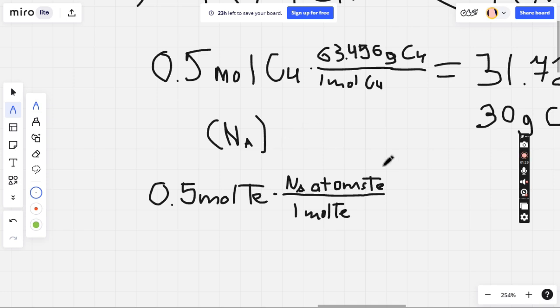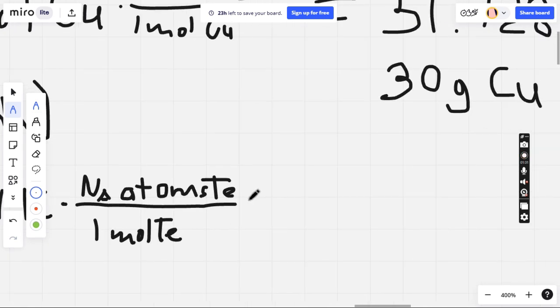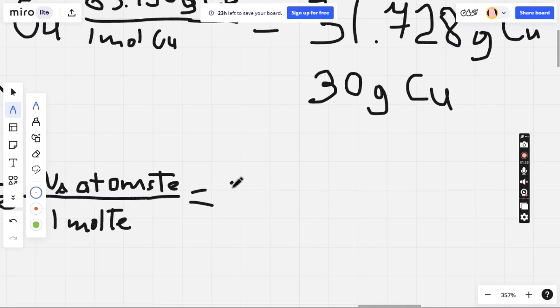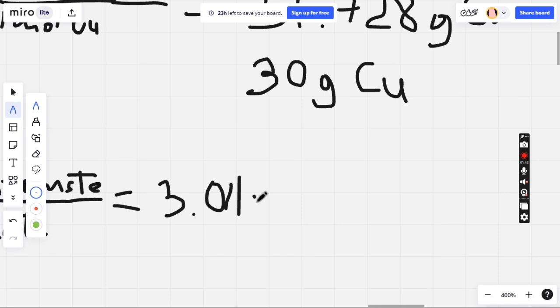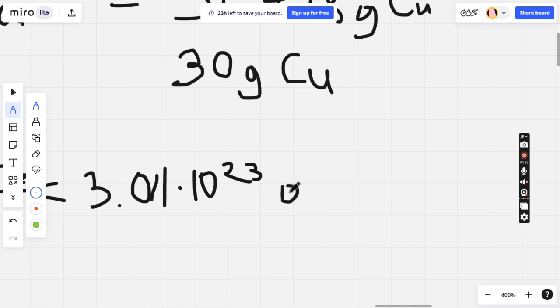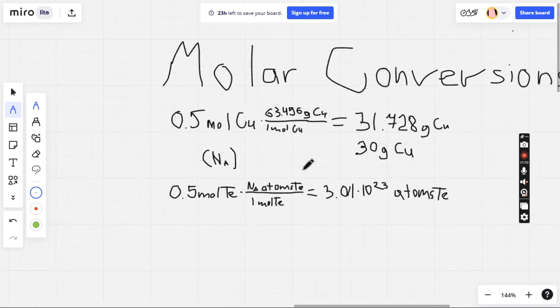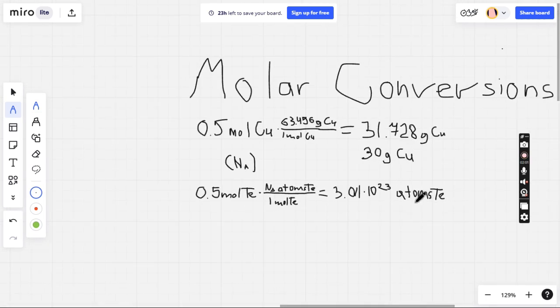It should spit out the appropriate answer in scientific notation already, but if it doesn't, you're going to have to convert that into scientific notation. So, times 10 to the 23rd power of atoms of tellurium. There we go. That's how you do a conversion of moles.